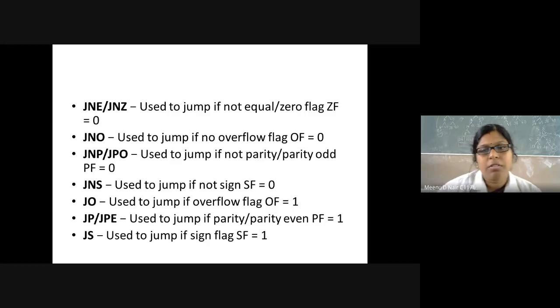N means not. JNO means jump on non-overflow, representing the overflow flag. So if the overflow flag is zero, it will jump. If it is one, it will not jump. If you want to jump when the overflow flag is equal to 1, you use jump on overflow, JO. That is what it is used for.